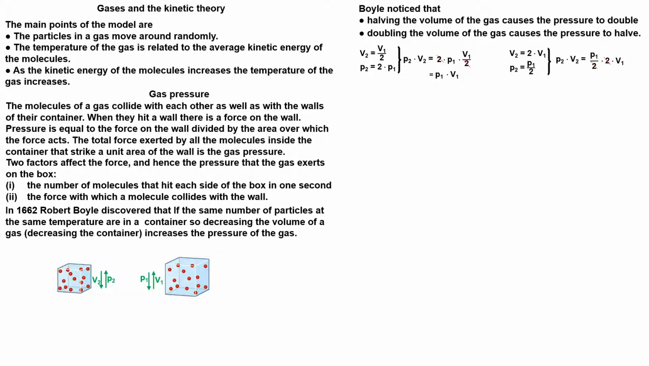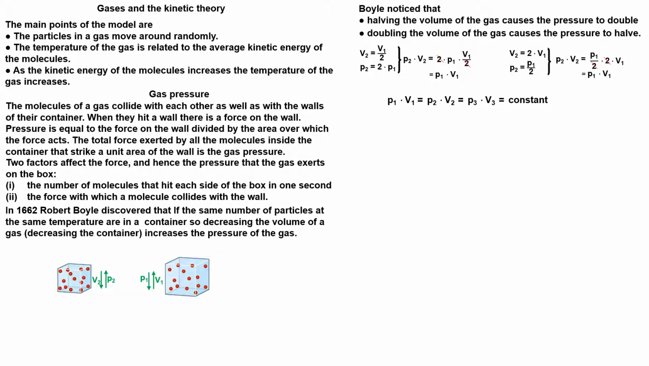Robert Boyle realized that if you took the new pressure multiplied by the new volume, that would be the same as the initial pressure multiplied by the initial volume. This means that if you take a fixed mass of gas that has an initial pressure and an initial volume and change either the pressure or the volume, the new pressure multiplied by the new volume will be the same as initial pressure times initial volume if the temperature of the gas remains the same.